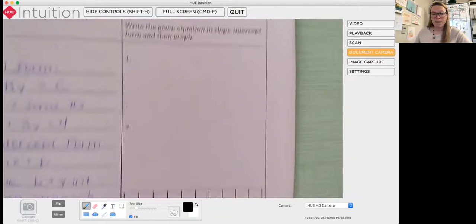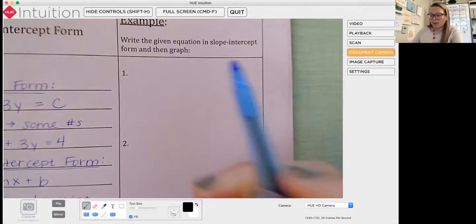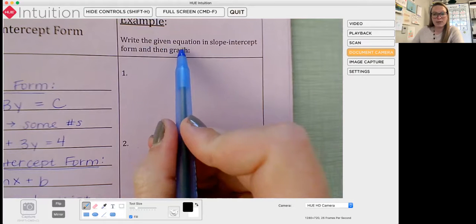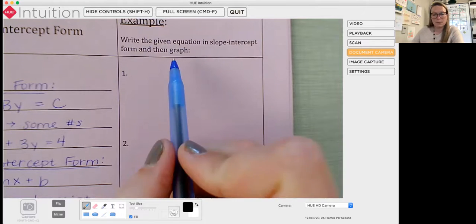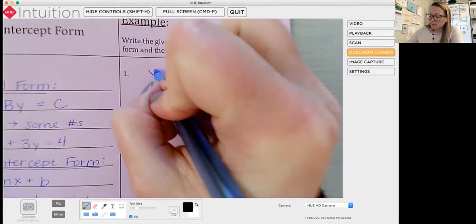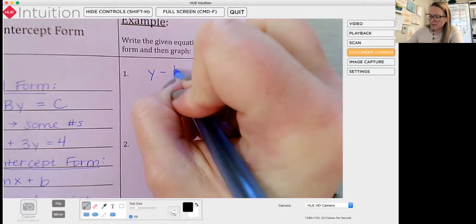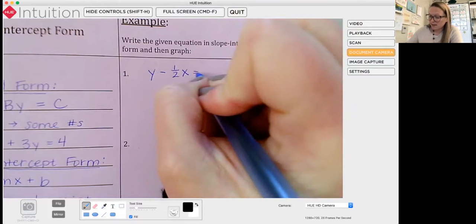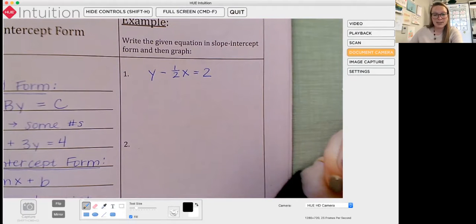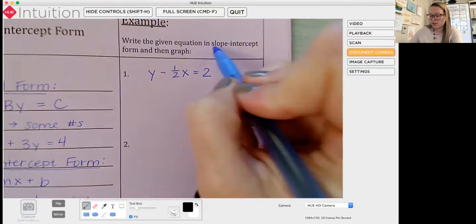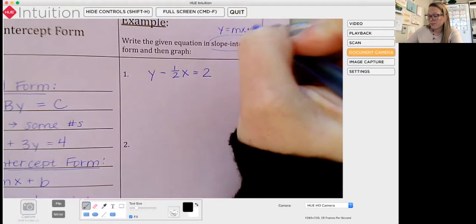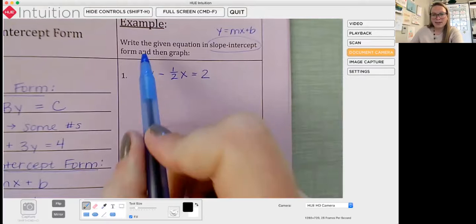So for our examples today, we have 2. What you're going to be doing is you're going to write the given equation in slope-intercept form, and then you will graph it. So as an example, if I'm given y minus 1/2 x equals 2. I'm asked to put this into y equals mx plus b form, my slope-intercept form. So y equals mx plus b. And then I need to graph it.